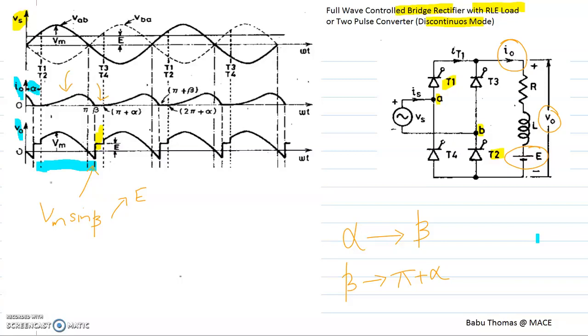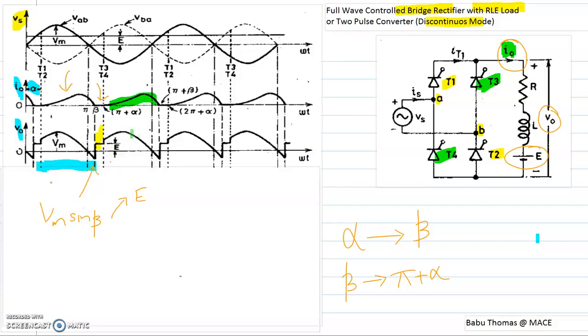Then again at pi plus alpha, the thyristors T3 and T4 are turned on. When T3 and T4 are turned on, again the load current will start increasing in the same direction. That is shown over here. And again at pi plus beta, the current reaches zero. So from pi plus alpha to pi plus beta, the load voltage will be following the input source voltage Vs.